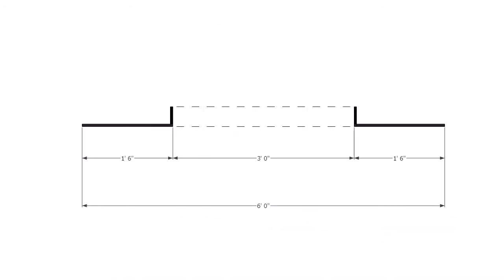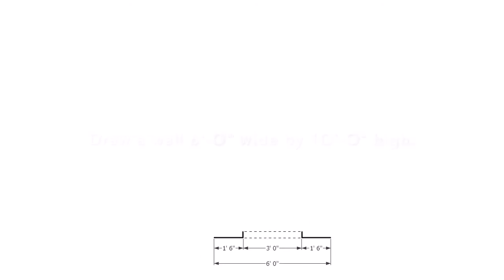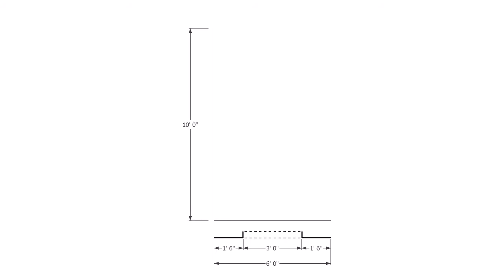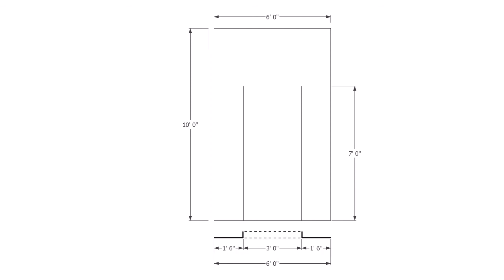Now we'll draw an elevation with a doorway in it. The width of this is 6 feet wide, and we're also going to draw this 10 feet high. Now I'll add the door opening, which is 3 feet wide by 7 feet high. You can see from the floor plan that it's 1 foot 6 in on either side. Include your extension lines, your dimension lines, and your measurements.